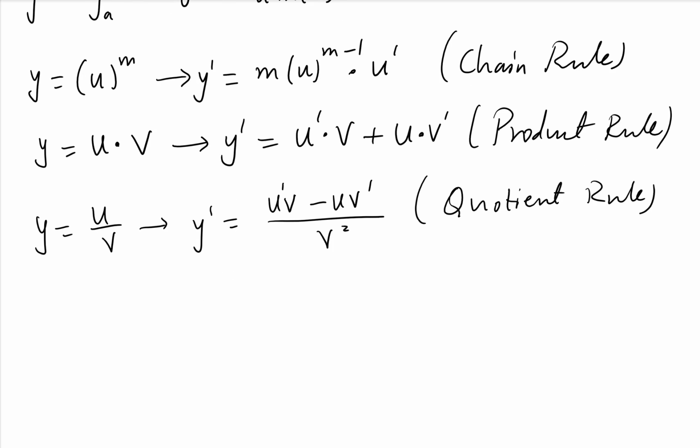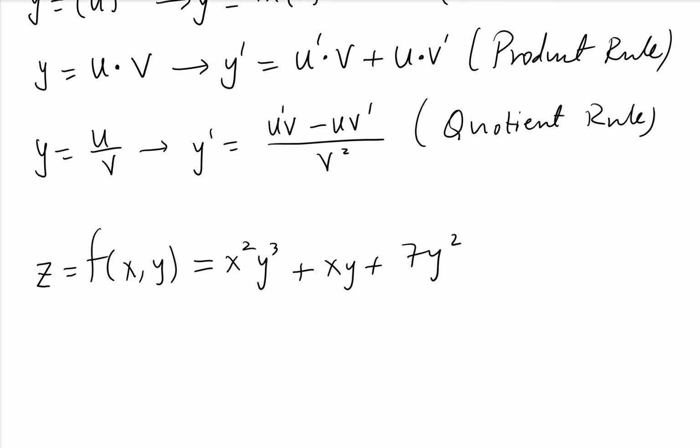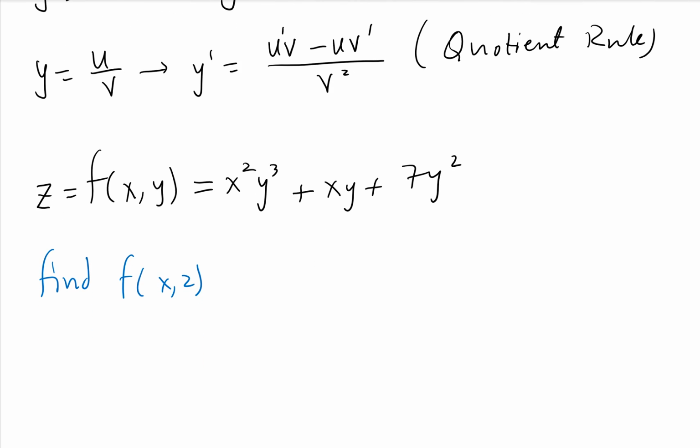So in the previous section, we introduced functions of more than one variable. The function with more than one variable, let's say two variables, we call it f of x comma y, means it's a function in the variables x, y, and you can call it z if you like. So let's take an example here, x squared y cubed plus xy plus 7y squared. Now, if we are asked to find or calculate f of x comma 2, how do you find that out?